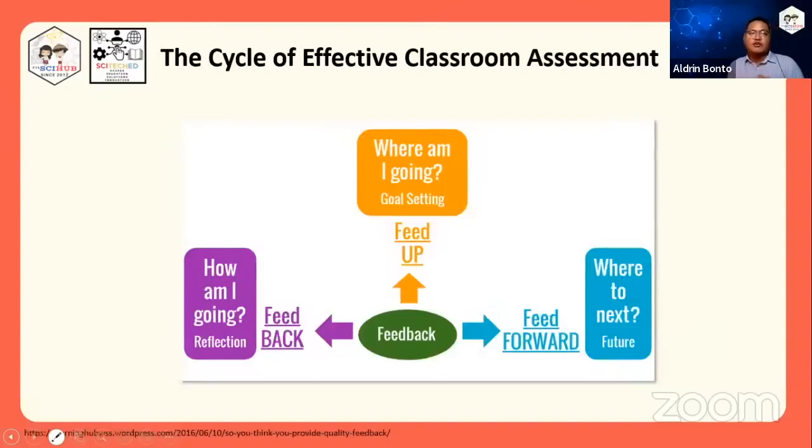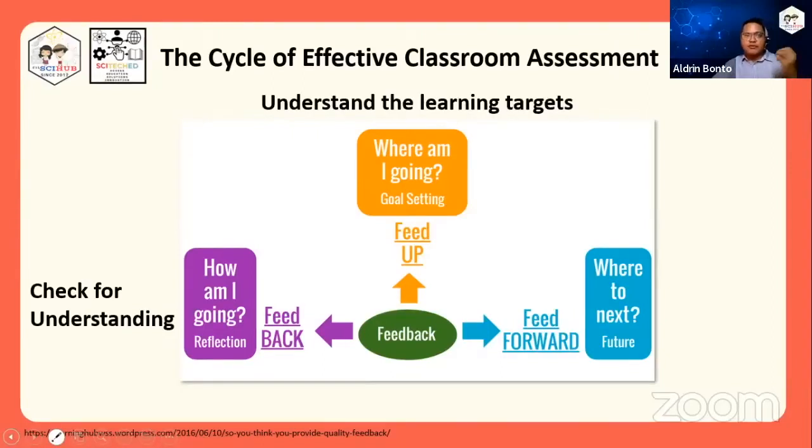Okay. So here, the first one is the feedback. So how am I going? So it's a reflection, reflective. It's the reason why there's also the reflective learning for the student. So beyond the cognition, we are also touching the affective side. So first, we need to check for understanding.